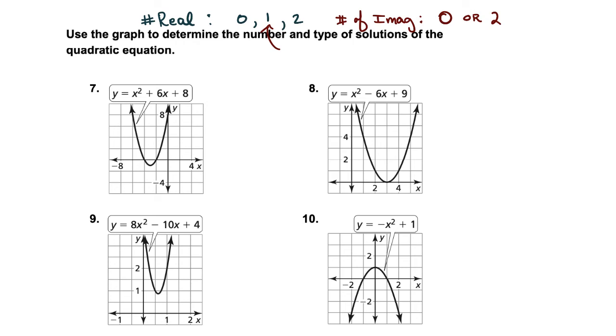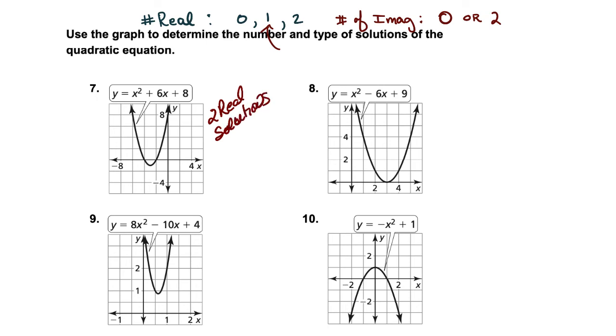So let's take a look at the first one here. Here's our equation. Here's the graph of our equation. Hey, when does it equal 0? That's its solutions, and so it crosses here twice. These are real numbers, and so we'd say this one has 2 real solutions.